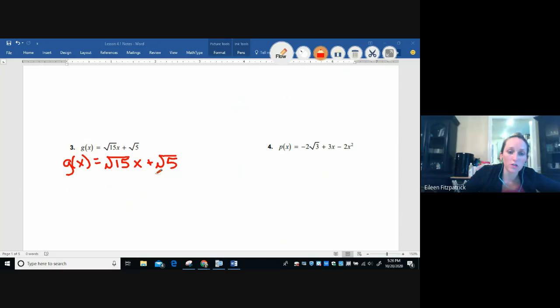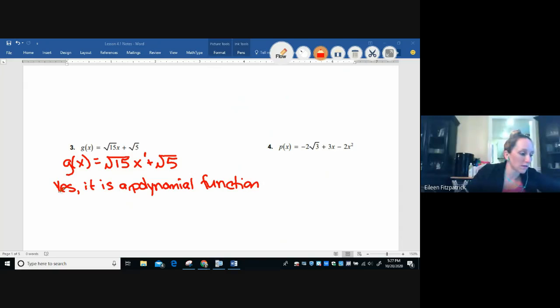Are the coefficients real numbers? They are. √15 is a real number. Remember, you just don't want an i, so you don't want a negative under a square root because that would be imaginary. And are the exponents whole numbers? Yep, the exponent on that x is just a 1. All right, so yes, it is a polynomial function.